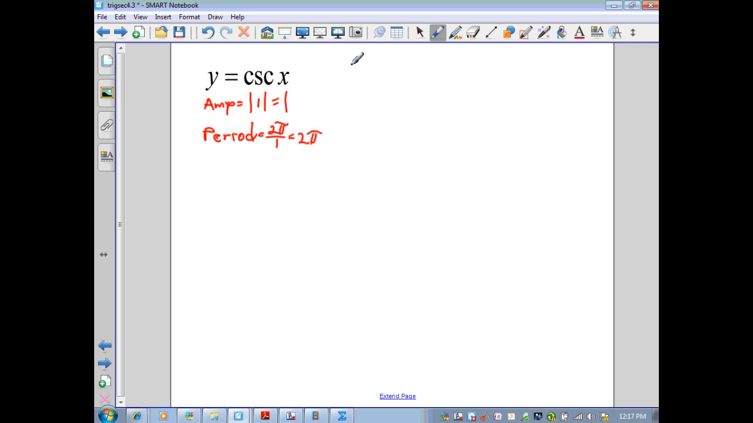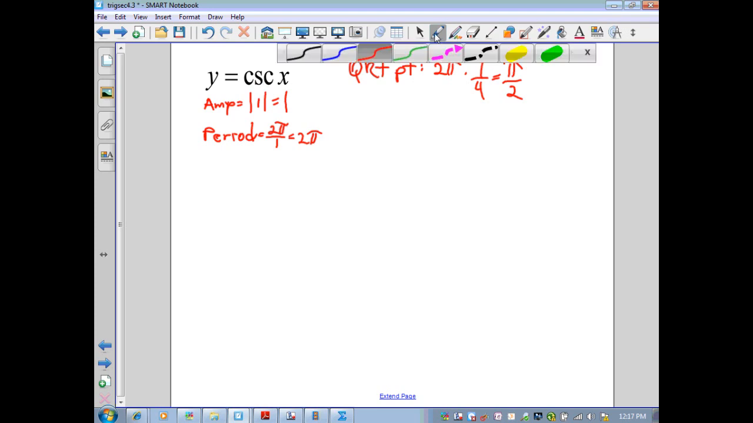Same procedure as before to find my quarter point. I'm going to take my period, and I'm going to multiply it by 1/4, so therefore that's 2 pi times 1/4, and that will give me pi over 2. Then I want to create a graph and count by pi over 2 until I get to my period of 2 pi, and graph the reciprocal function of cosecant x, which is the sine function.